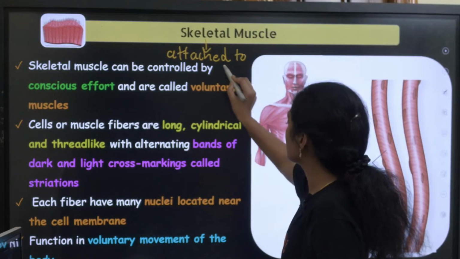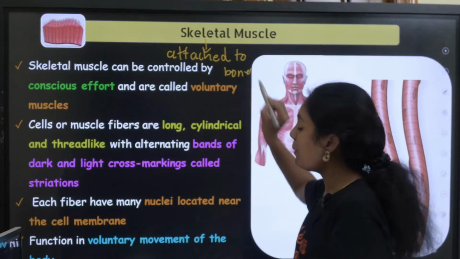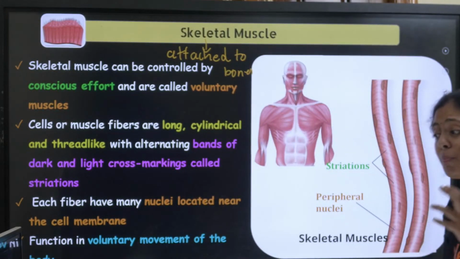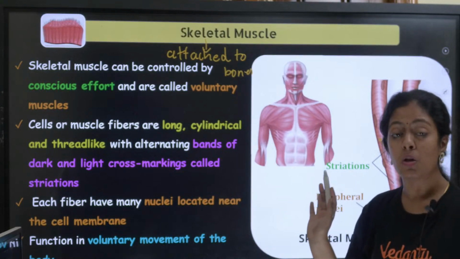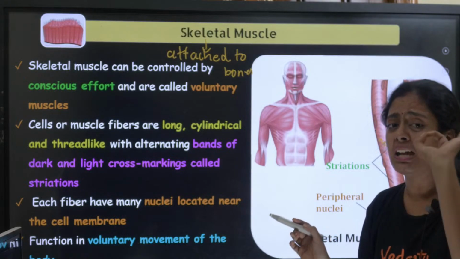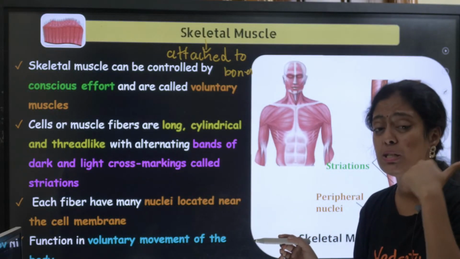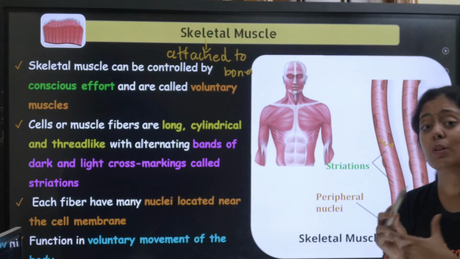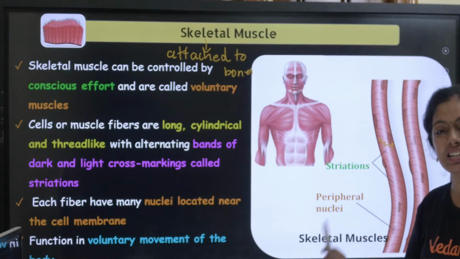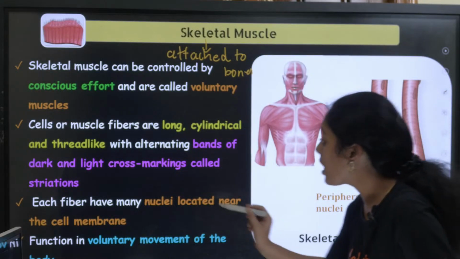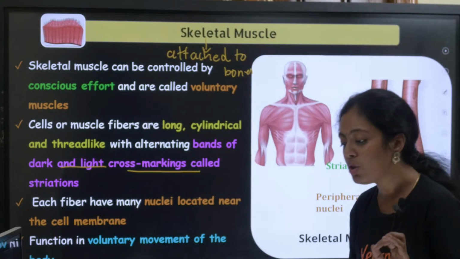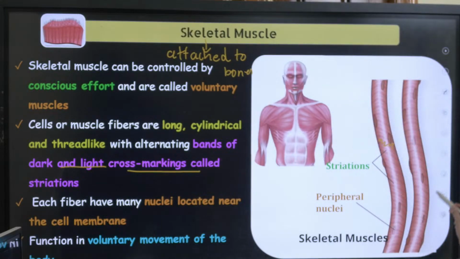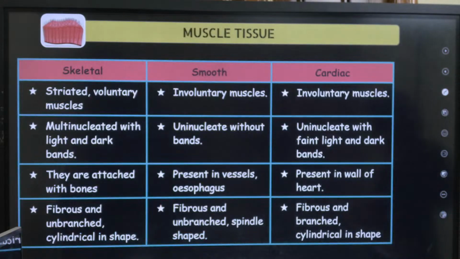Attached to bones. It has multiple striations. If you look under the microscope, there are so many striations, and they are multinucleate, very very important. Be it your cardiac muscle or smooth muscle, it was uninucleate, but this is multinucleate, children, and there is cross linking or cross marking present. Okay, understood? Can we continue? That is about your skeletal muscle, and they are voluntary in nature.